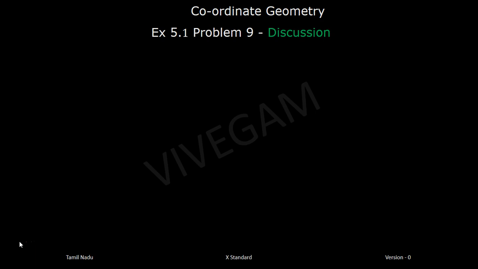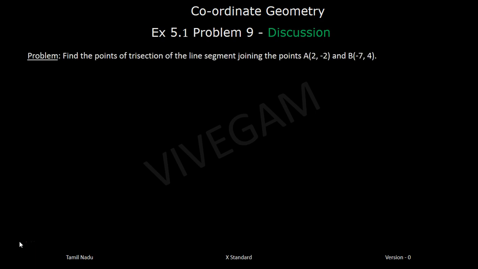Exercise 5.1, Problem 9, discussion. Find the points of trisection of the line segment joining the points A(2, -2) and B(-7, 4). Point of trisection: you have to find 2 points which divide the line into 3 equal parts.